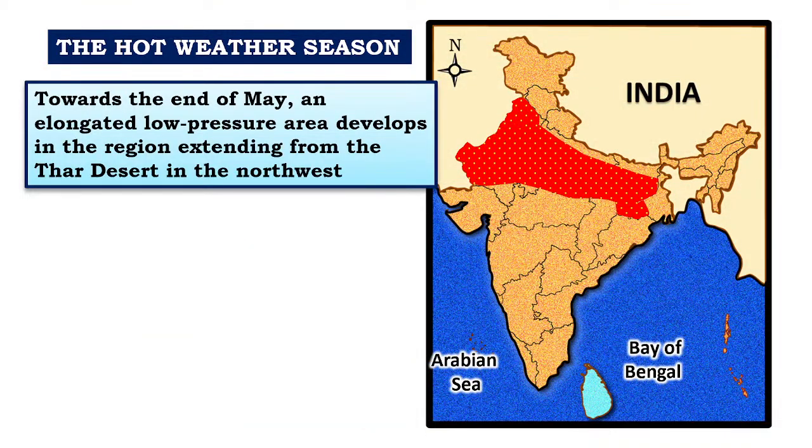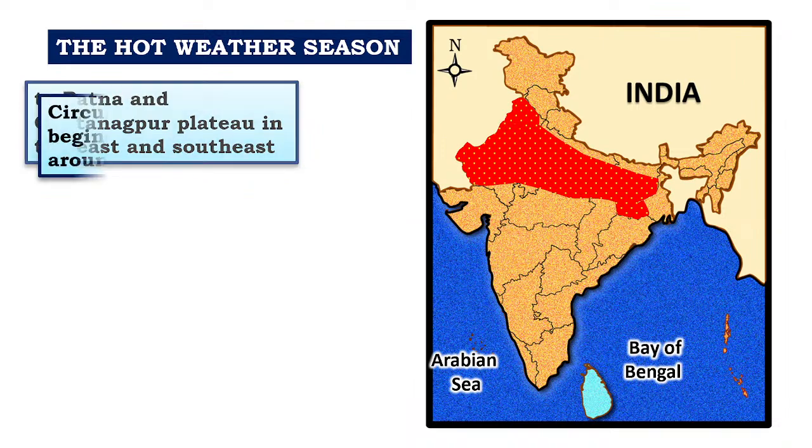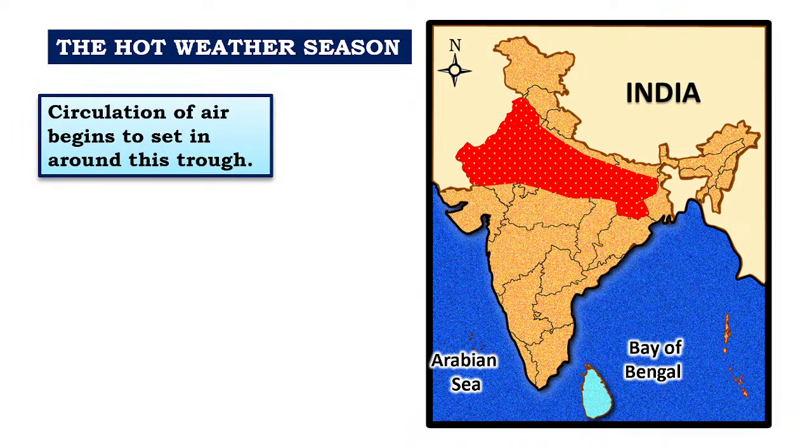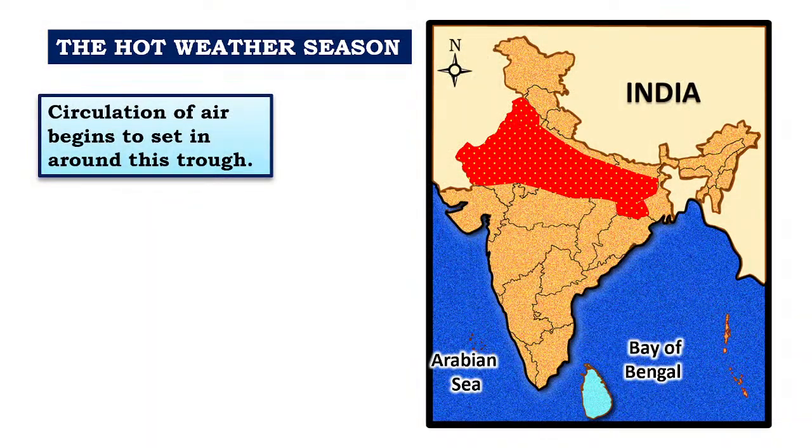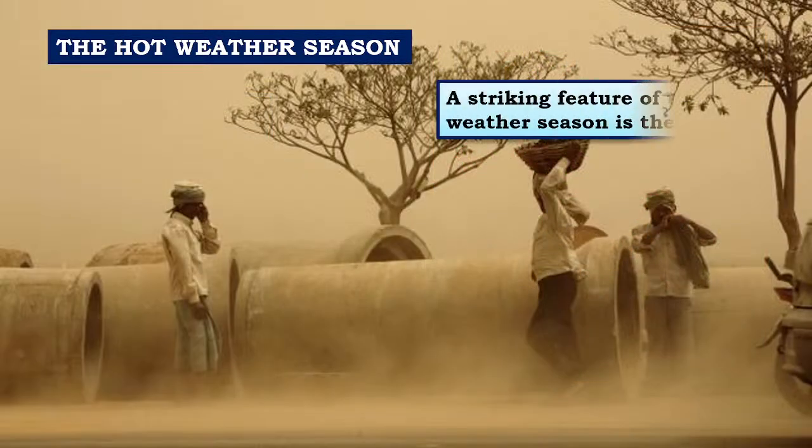Okay, so this red area will have a very high temperature during the month of May, because in May we have low pressure and there is the Thar desert towards the northwest. Okay, so Chota Nagpur plateau. The circulation of air brings, here what happens, from the Mediterranean Sea one air will keep coming and the north of India sometimes gets rain but sometimes it will be very hot.